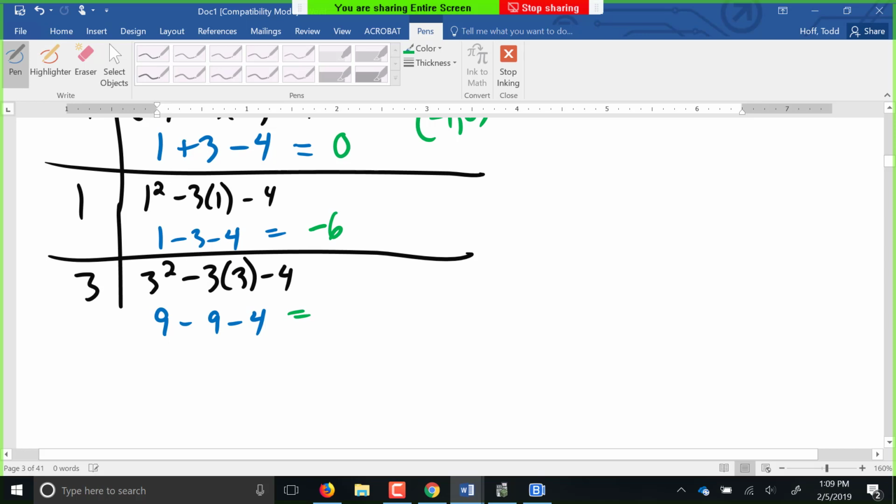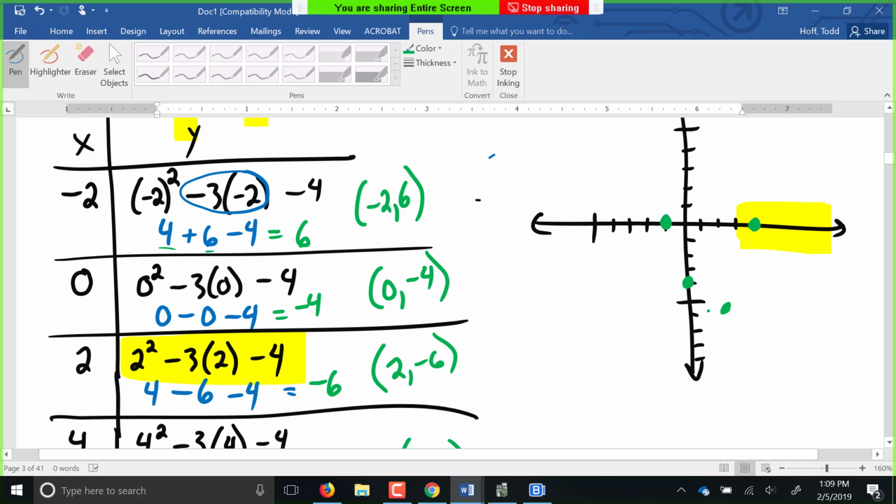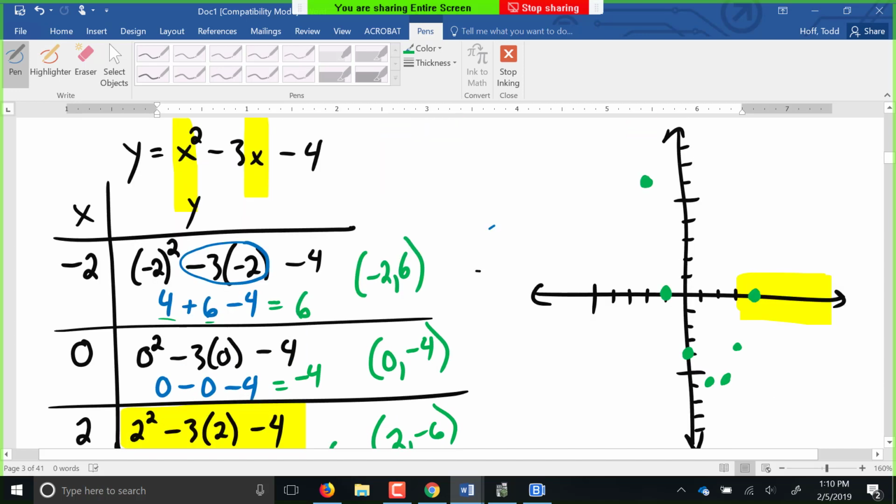Perfect. When x is 1, y is -6. Yep. When x is 3, y is -4. So we've got 1, -6, and 3, -4. Let's put those out here, see what it looks like. So 1, -6 is right there. 3, -4 is right there. Now we're starting to get a picture here of what this looks like. You might pick more points if you wanted to be sure. But we can tell it's going to look something like that.